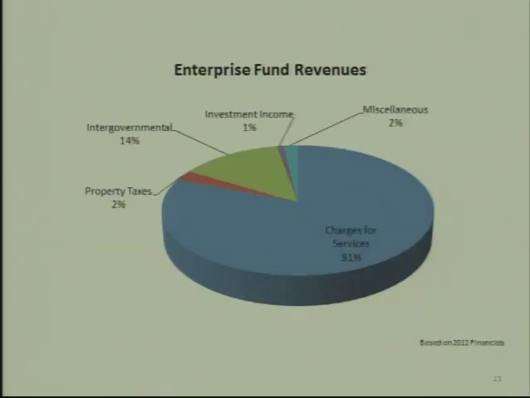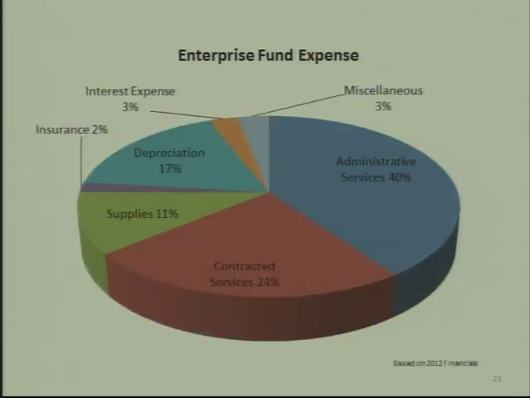You can see the revenues, 81% are charges for services. You all get your water and utility bills, and that's the primary driver there. There's a small piece of intergovernmental, a small piece of property taxes, investment income, which in the past 4 or 5 years has been negligible, and a small amount of miscellaneous. Enterprise fund expense: again, we've got administrative services, contracted services, which both utilities use, supplies, depreciation, interest expense, and insurance.